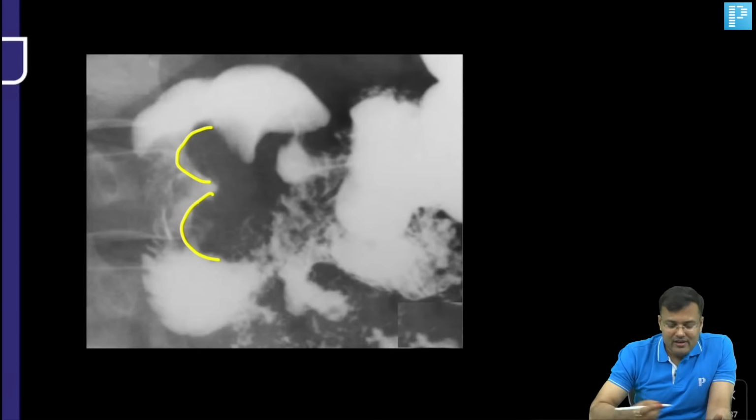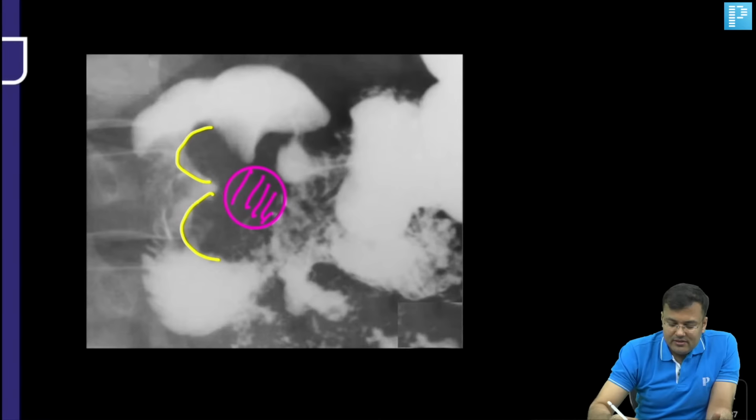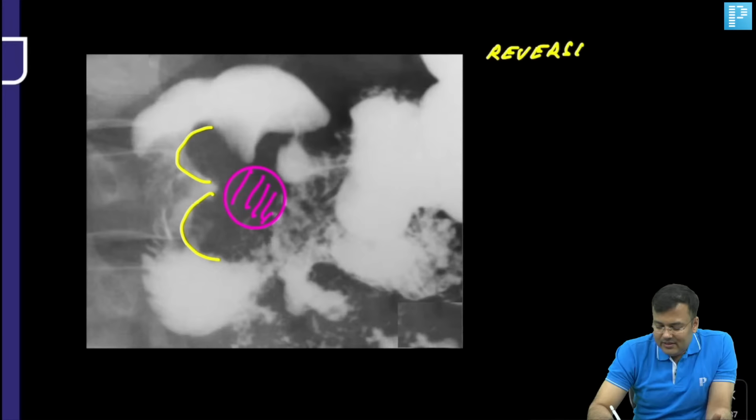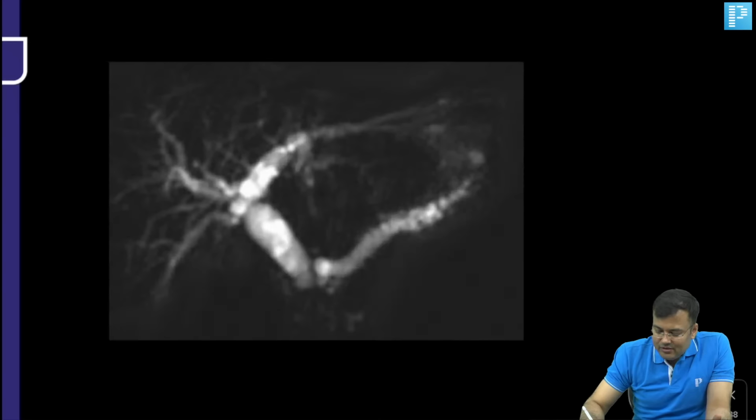It is reverse 3. Again, where is the malignancy? Malignancy is here in the head. Because of malignancy in the head, the inflammatory changes are mainly seen over the lateral wall of the duodenum. So, this is the reverse 3 sign of Frostberg. What is the name, guys? This is the reverse 3 sign of Frostberg, and again, it is seen in carcinoma head of pancreas. Got it? Now, see the next one.